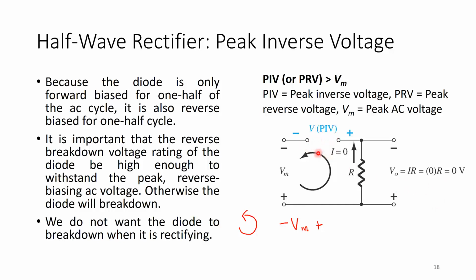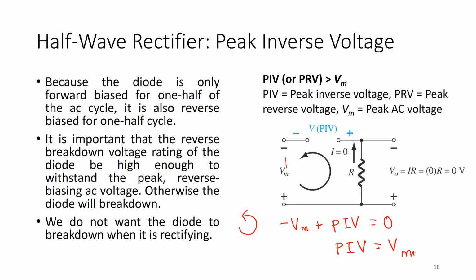It's not supposed to break down. We're just looking at it at the limit, at the boundary value. If this is an open circuit, then Ohm's law says that this Vout is going to be equal to 0 volts. So minus Vm plus 0 plus PIV, the peak inverse voltage, is equal to 0. So peak inverse voltage is going to be equal to Vm.